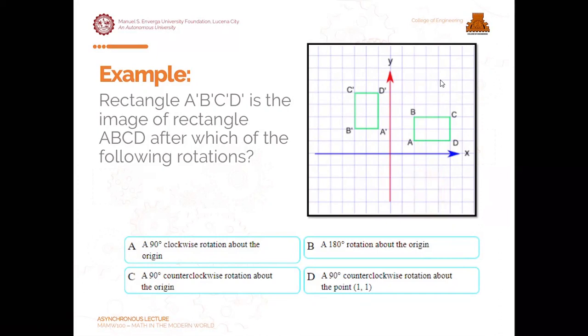Sa letter B, 180 rotation about the origin. Okay? So, 180, walang sinabi kung clockwise o anti-clockwise. So, try natin. Pag one quadrant is 90 degrees, so dapat dito ang pupunta, no? So, pag ni-rotate natin yan, so dapat nandito si image natin. Okay? So, same kapag anti-clockwise tayo, dapat nandito somewhere yung figure natin. So, ibig sabihin, hindi yan yung hinahanap natin, no?